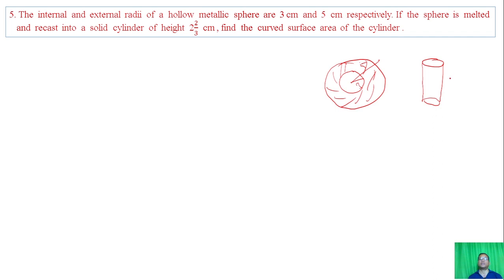2 whole 2 by 3 cm. Find the curved surface area of the cylinder.